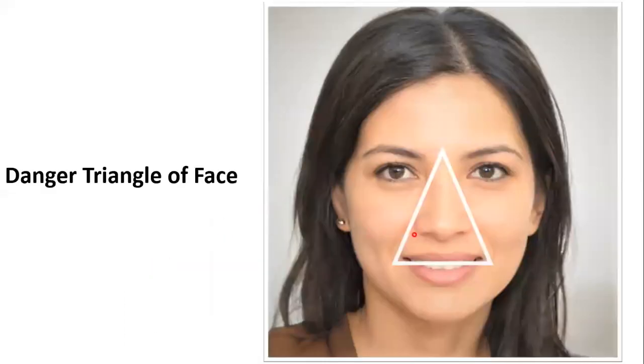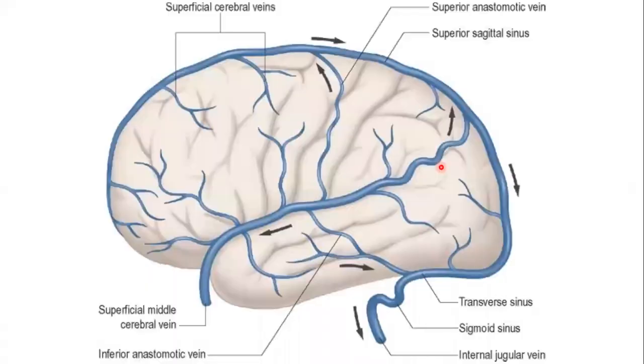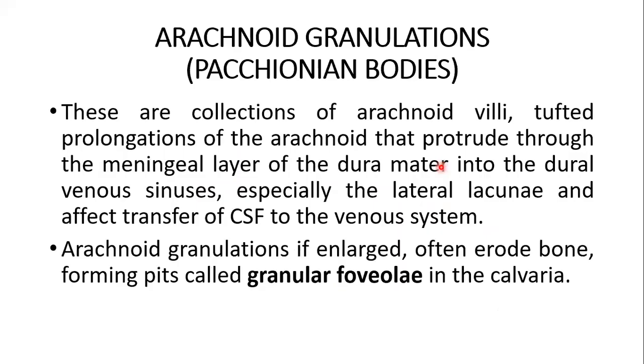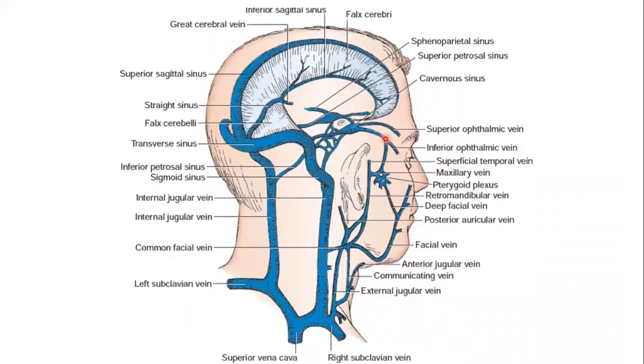If any pimple is squeezed out of here, it will go directly through the venous connection, the superior ophthalmic vein, and into the cavernous sinus. I've told you this connection, and I will tell you again when we study the cavernous sinus. This is the danger triangle of the face. I repeat this connection. This is the superior ophthalmic vein.